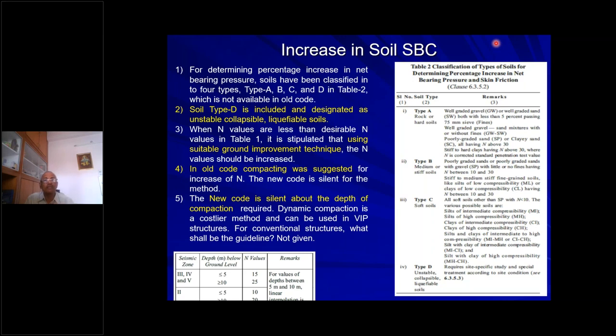Also, for determining the percentage increase in the net bearing pressure, the soils have been classified into 4 types: A, B, C, D. Type D soil has been introduced into the code of practice. Earlier it was not there. Type D soil is unstable, collapsible, and liquefiable soil. So this requires more site specific study and special treatments to the soil according to the site conditions. Similarly, in addition to introducing the new type of soil, and also using suitable ground improvement techniques, the code has become silent with regard to the type of compaction. In the old code, compaction was suggested, but in the new code they do not say anything. You can adopt it according to engineering considerations, depending upon the literature that is available. So these are all the changes in the soil safe bearing capacity provisions.